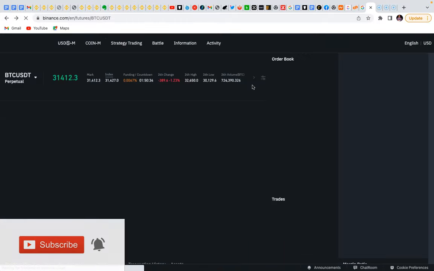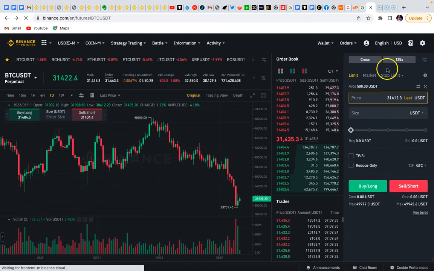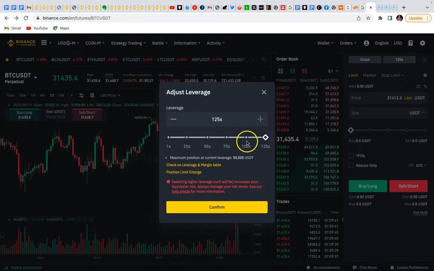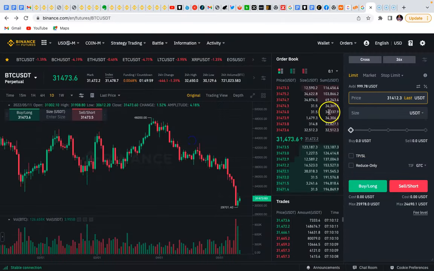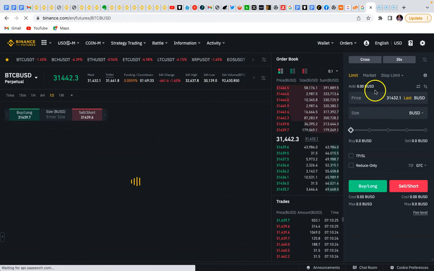All right, so I can open a long position from here. Don't forget, trade at a minimal risk. I want to open a long position. I'm going to reduce my leverage, let's say to 20x. So I'm going to take a position right away. I'm going to take a long position on BUSD.